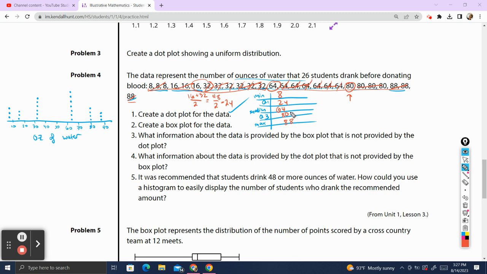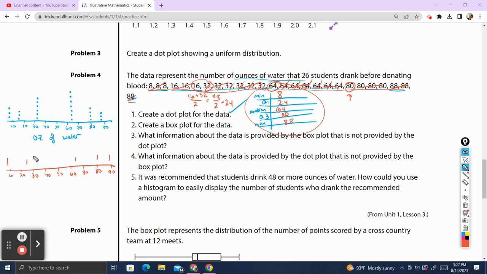We need another number line for our box plot. I'm going to use exactly the same type of number line I used up there. I could even stack it if I had the space to do it. Like I could use the same number line, but I'm not going to do that because we're still new to statistics. So we're going to make another number line. I'm going to draw my 5 lines that represent the 5 values right there. Draw my 8, my 24, my 64, my 80, and my 88.